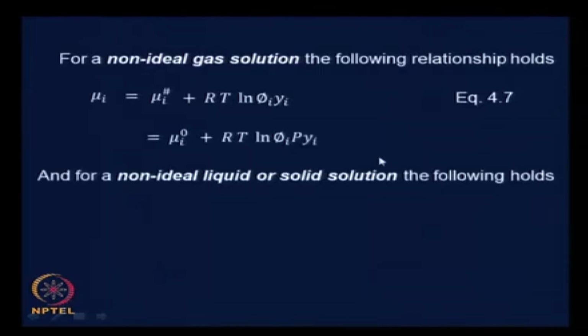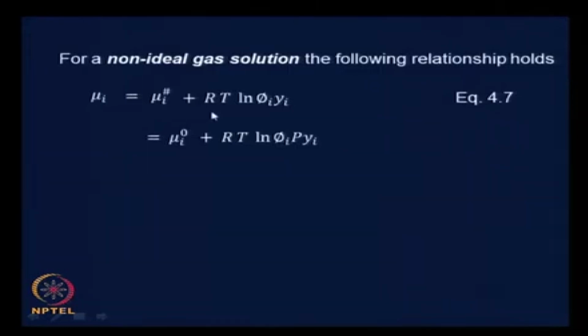Now let us bring in the non-ideal gas solution. For a non-ideal gas solution, the following relationship holds for every component i in that non-ideal gas solution. Mu i equals mu i hash plus RT ln phi i yi. This is equation 4.7, which can be written as mu i naught plus RT ln phi i P yi. What I would like you to note is that for an ideal gas solution, our formulation was mu i equals mu i hash plus RT ln yi. Here for a non-ideal gas solution, it is mu i equals mu i hash plus RT ln phi i yi. This phi i is what brings in the non-ideality aspect.